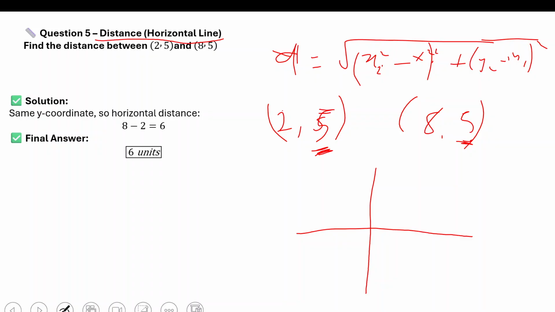I have 2 here, and 5 here. This is the point 2 and 5. Then the second one is 8 and 5. So this is 8 here and 5 here. You see that these two points are horizontal. The y is not changing, but the x is changing. So the distance between these two points is 8 minus 2, which gives me 6 units.